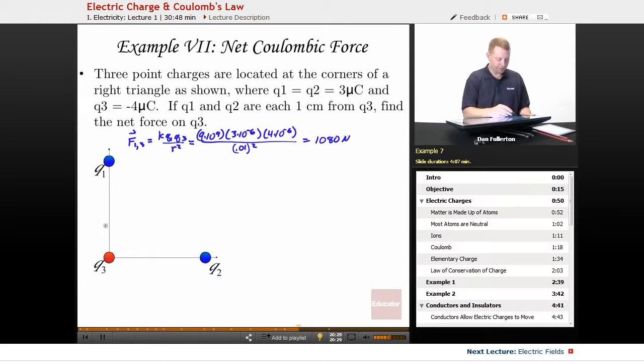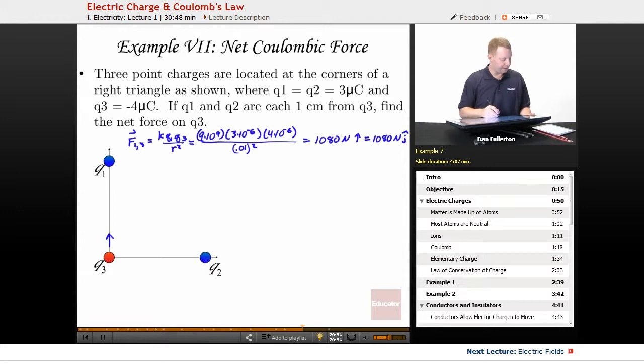And we're looking at the force of 1 on 3. If this is negative and this is positive, we're going to have a force upward on 3 due to 1. So that's 1,080 newtons up, or I could write that, in unit vector notation, as 1,080 newtons in the j-hat direction.